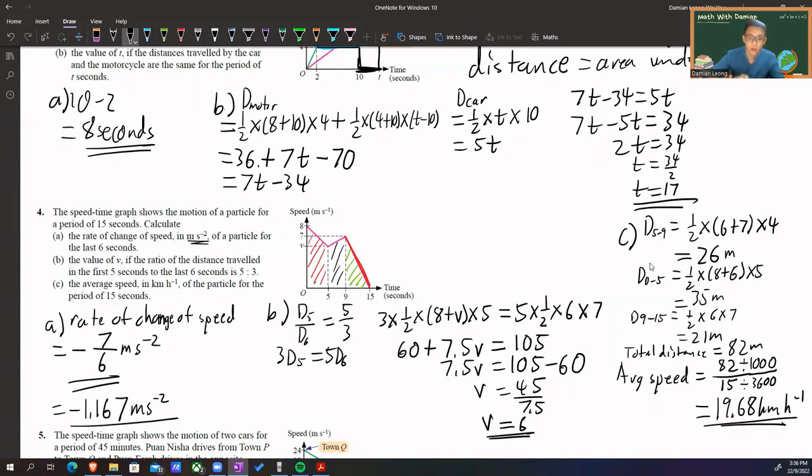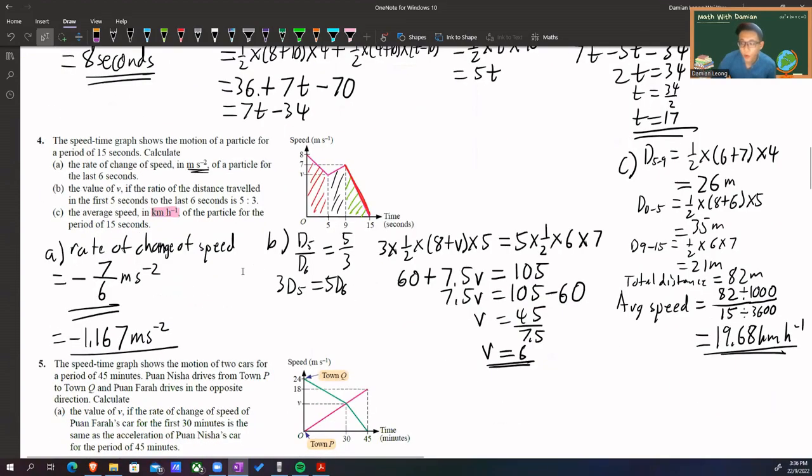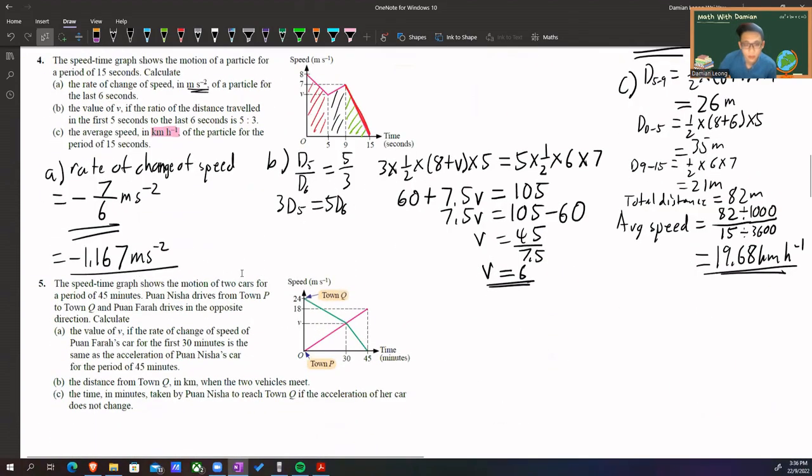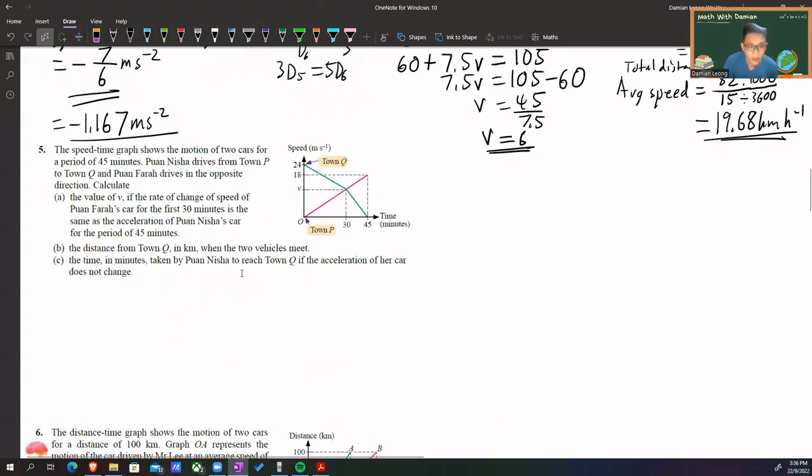As I've mentioned before, it's very important for you to pay attention to what unit they want. So that's question 4. Then we look at question 5.